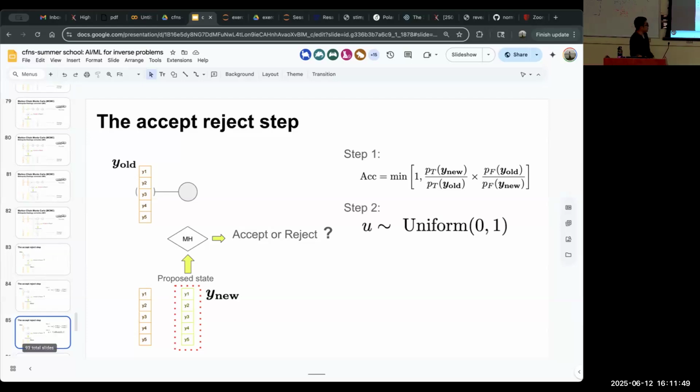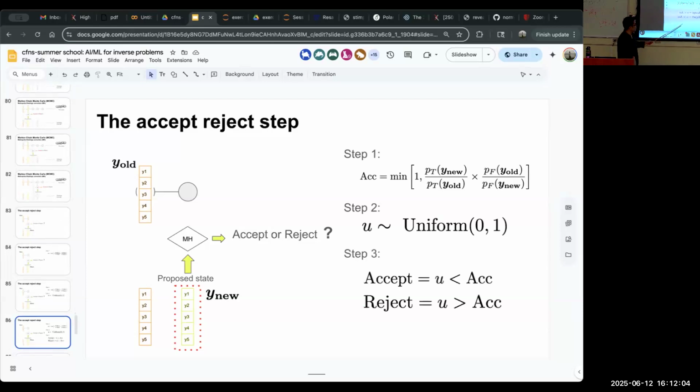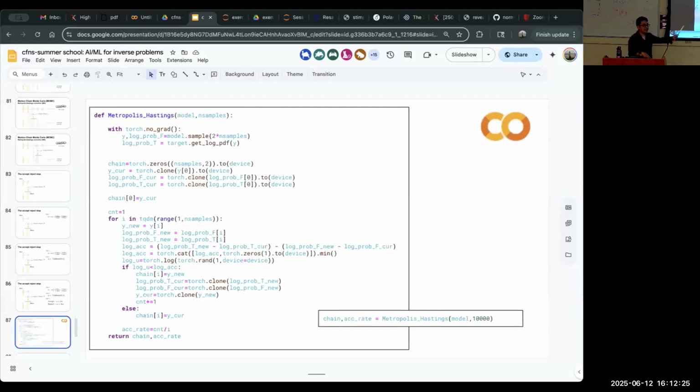So once you compute that, what you do is the same story as throwing dots on the circle to get pi. You accept or reject, right? And so you are going to throw a random number uniform between 0 and 1, and you are going to decide to accept. If this number is less than the acceptance, you will call this state accept. And if this number is greater than the acceptance, then it's outside of the circle, so it will be reject. That's it.